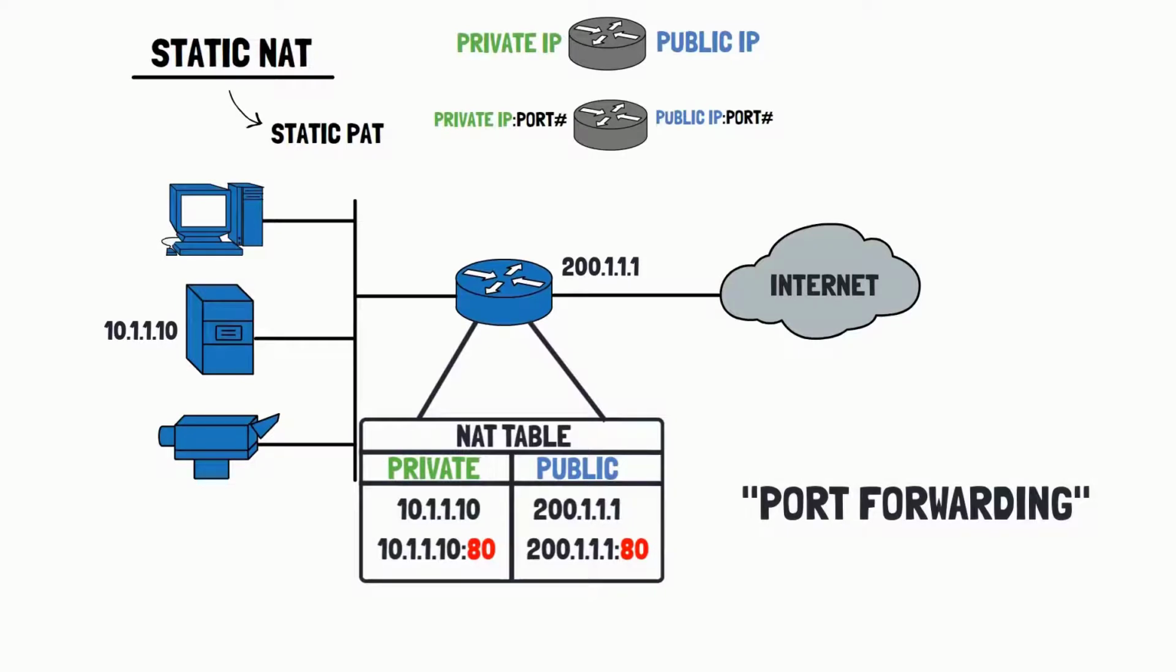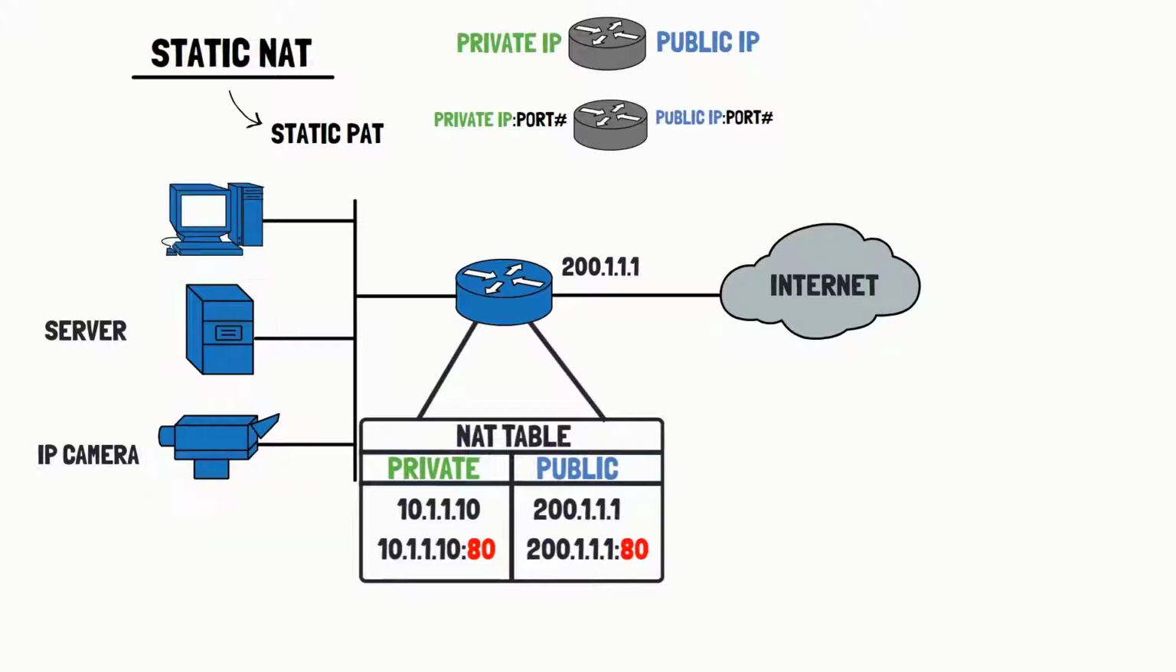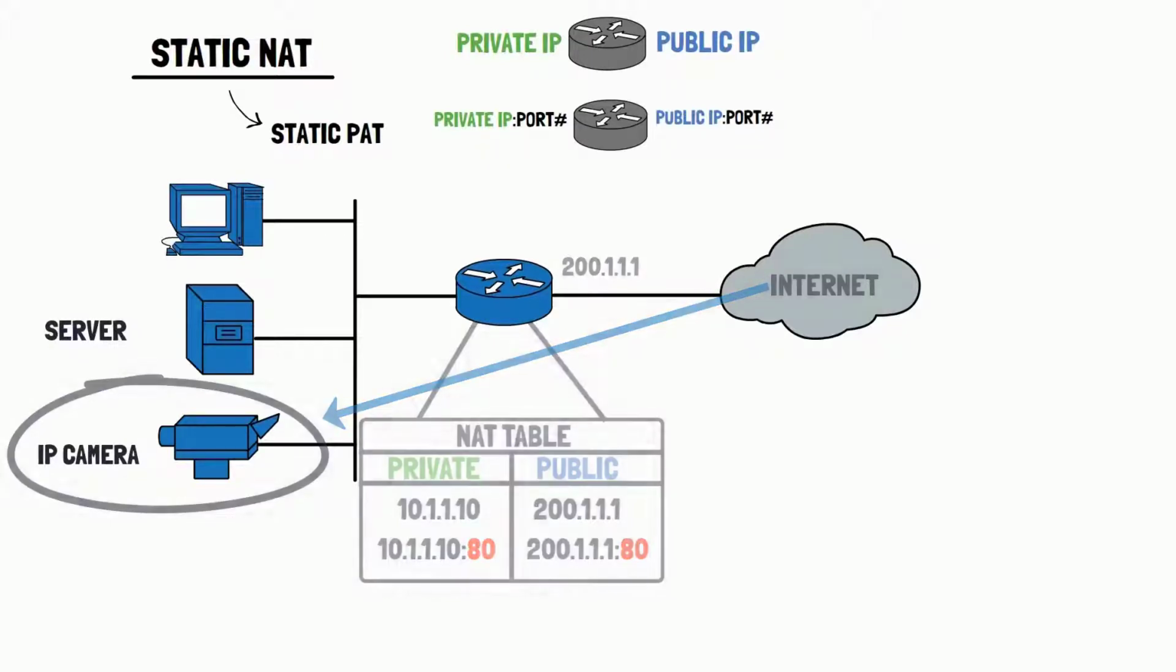Now, static NAT or static PAT are typically used when you are hosting some sort of service in your private network and you need it to be accessible from anywhere on the public network. The most common example of that would be if you have installed IP cameras in your home and you need to access them from anywhere via the internet.